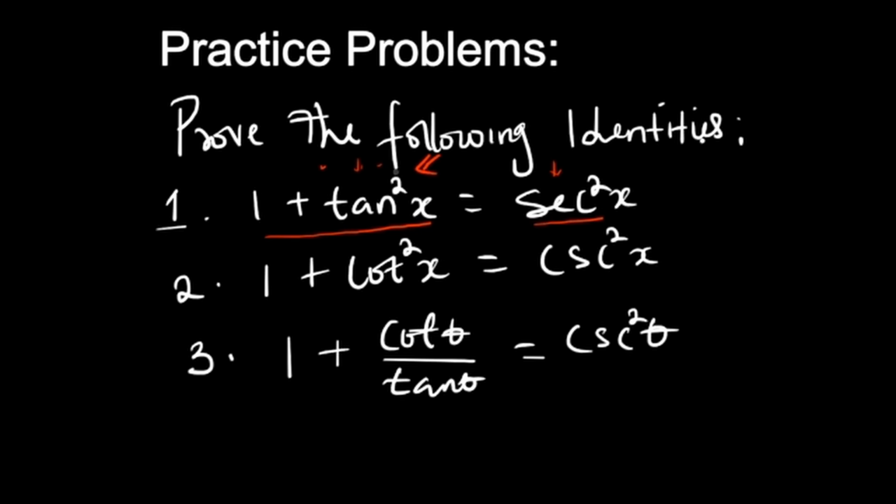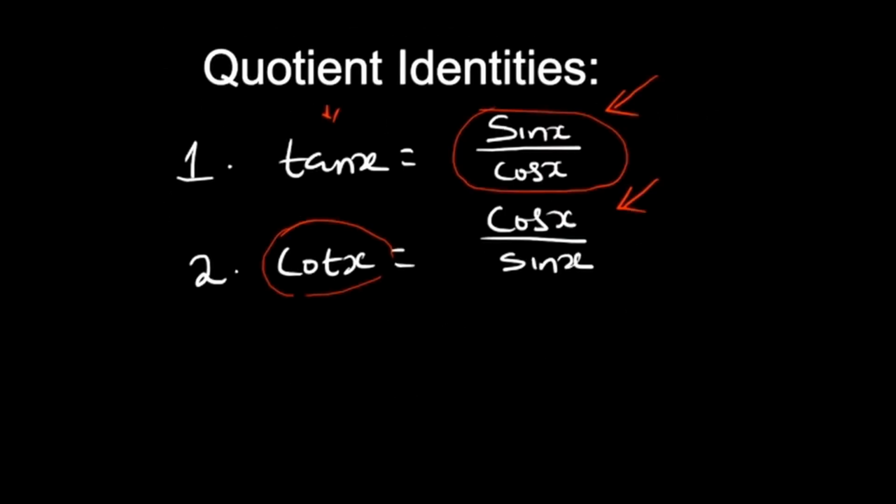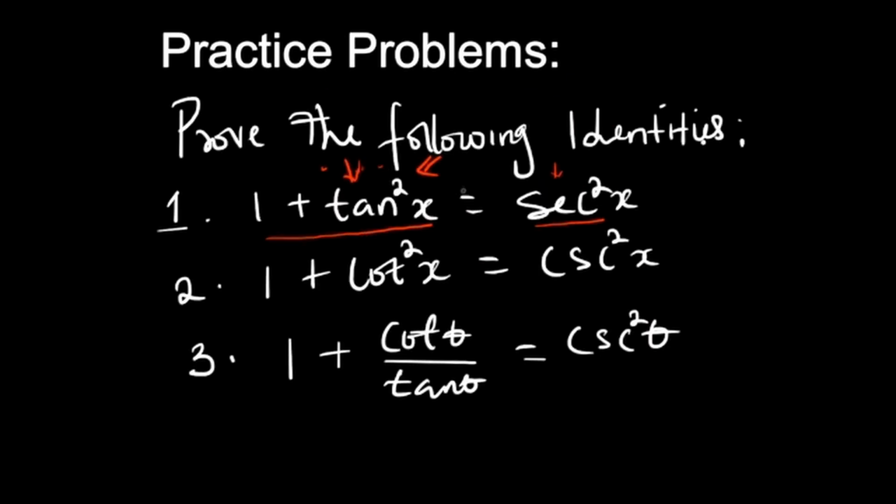For example, let's say I want to prove that 1 plus tan squared x is equal to secant squared x. I am going to rewrite this tan squared x with sine over cosine. Why? Because tan x, as you've seen, is equal to sine over cosine. So wherever I see tan, I'm going to replace it with sine over cosine, and from there, I can go ahead and simplify.